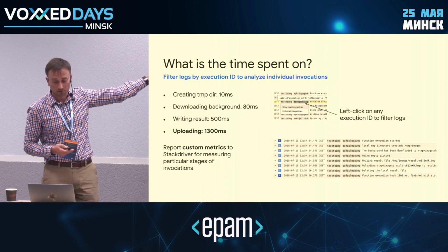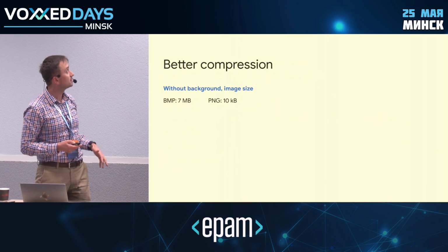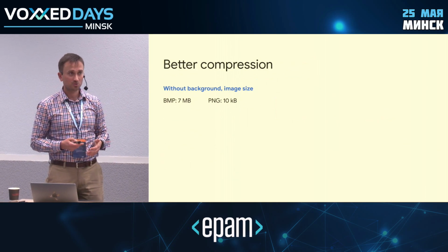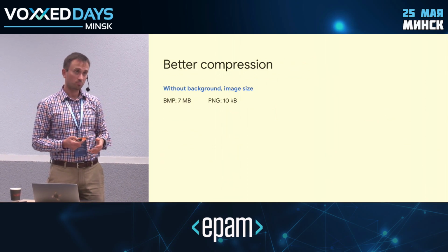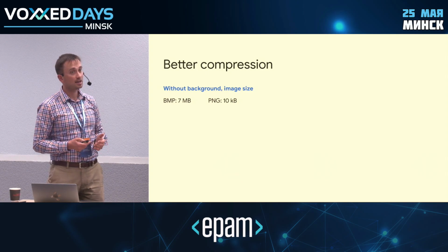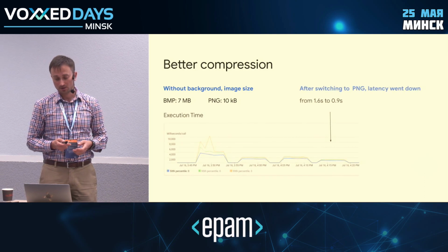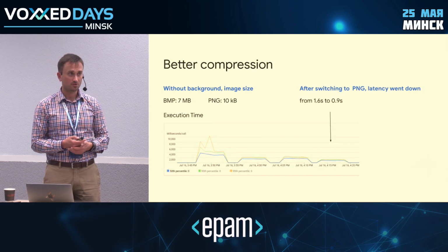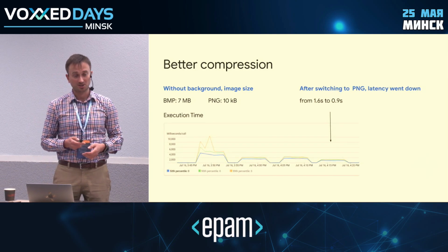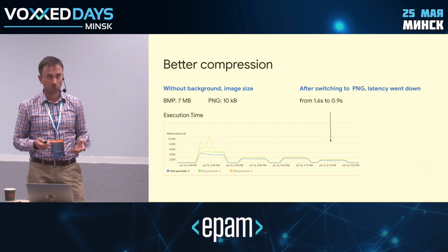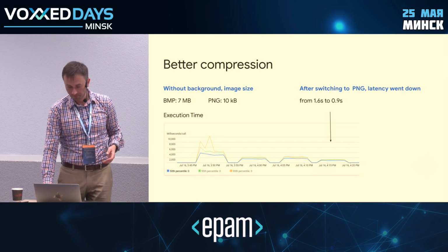The problem with uploading the image, why it took so long, is that in the code I used BMP, the uncompressed version. Once I switched to PNG, a compressed file format, the execution time went down tremendously, and it's only 0.9 seconds, so we saved a lot.